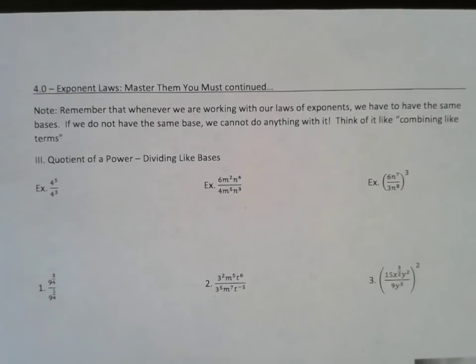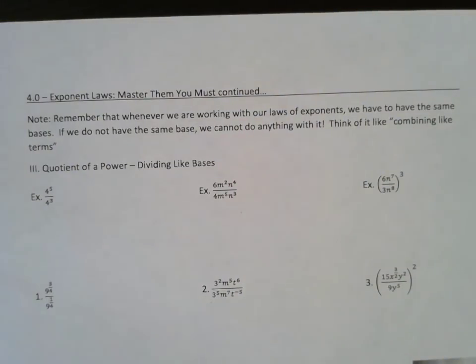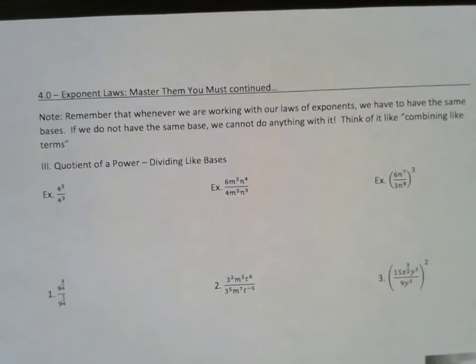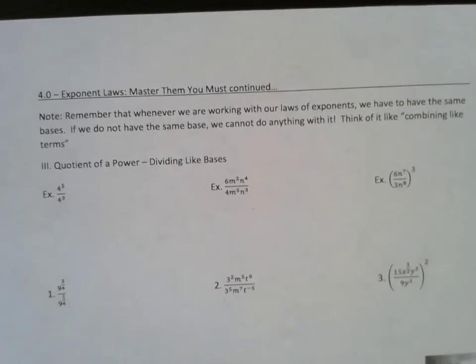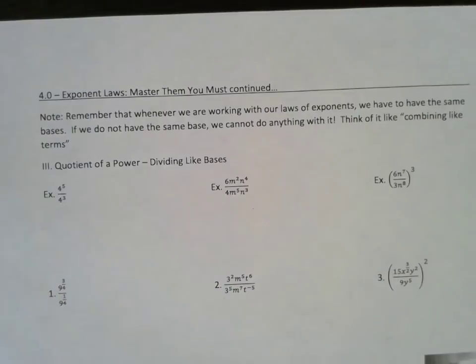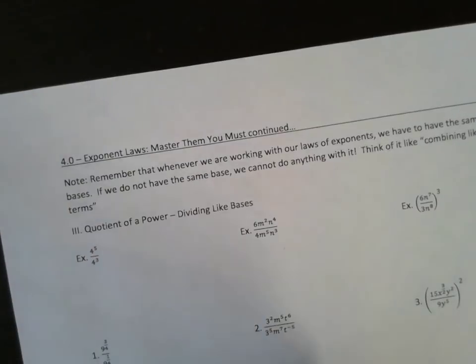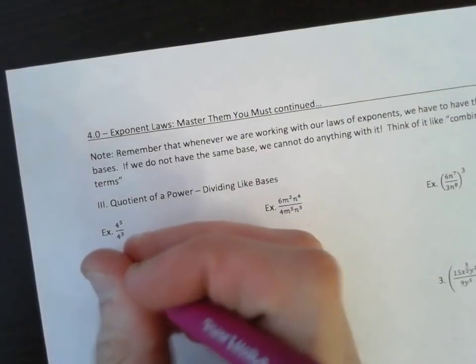Also, remember, this only works with like bases. If you don't have like bases, you can't do anything with them. So when you're going through these problems, make sure you're paying attention to which bases are the same. Alright, first one. We have 4 to the 5th over 4 cubed. Now again, I'm not going to do 4 times 4 times 4 times 4 times 4, or 4 times 4 times 4. I will expand it to show you what really happens.